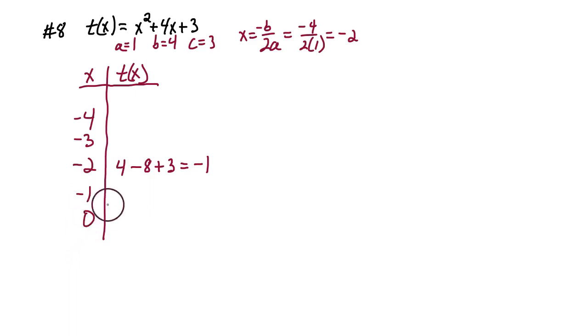Let's plug these in. Negative 1 squared is 1. 4 times negative 1 is negative 4. And then add 3. This is 0, and so is this. Now let's put in 0. This makes 0, this makes 0, and on the end there's a 3. So this is 3, and this is 3.